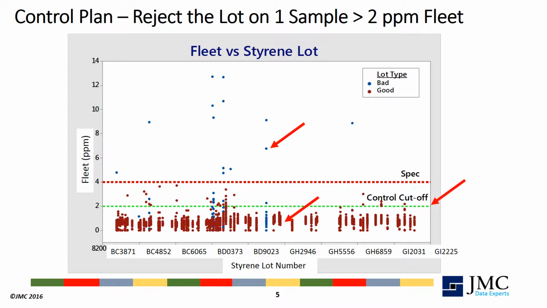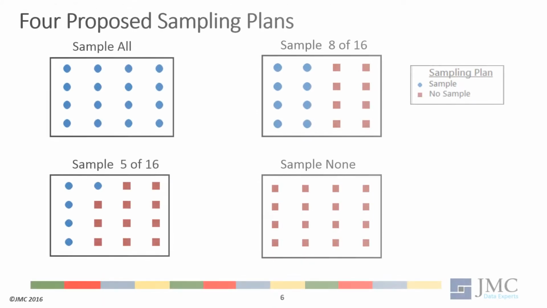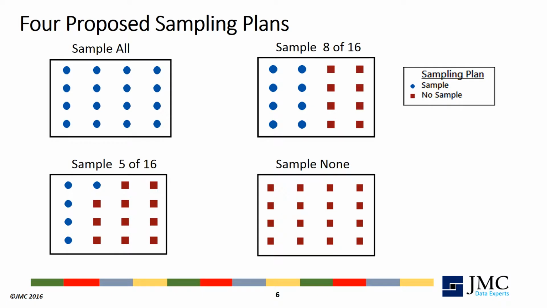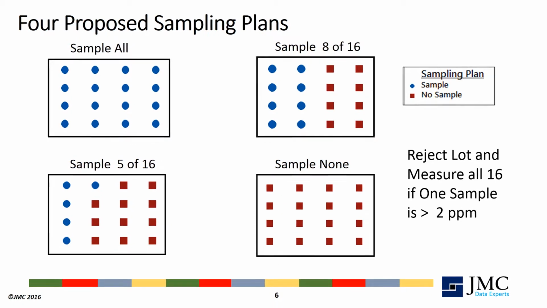But how many filters out of the 16 filters in each lot do we need to sample for our control plan to work? Four possible sampling plans were considered. At the extremes, we looked at the current process of 100% inspection, and then 0 inspection to bracket the calculations. In the middle, sampling half of the 16 filters and 5 of the 16 filters was evaluated. The control plan was simple. Reject the lot and measure all 16 filters if one of the sample filters exceeded the 2 ppm warning level.